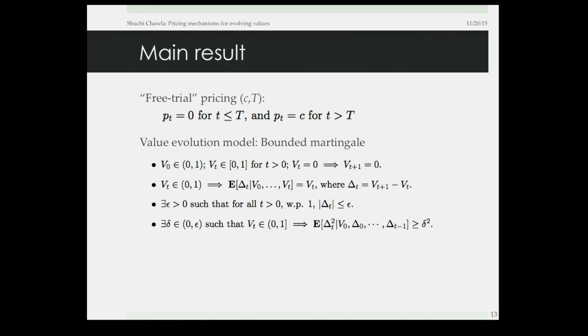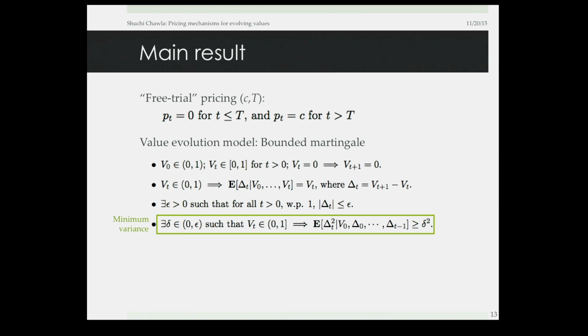Let me go through this model in some more detail. So I already mentioned that the value is bounded between 0 and 1, and there's absorption at 0. And then this follows the martingale property. And we make the assumption that the step size for this martingale is bounded. So epsilon is a bound on the step size at every step. And it also has some minimum variance. And for our result, all of these turn out to be essential.